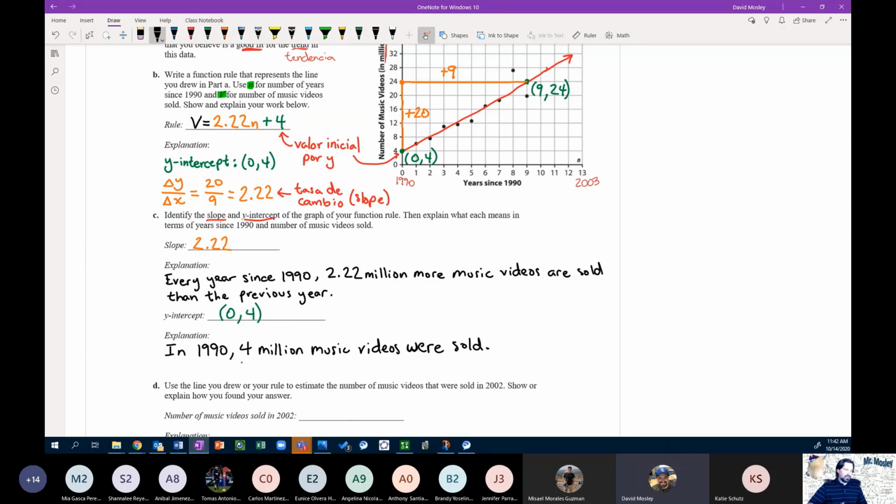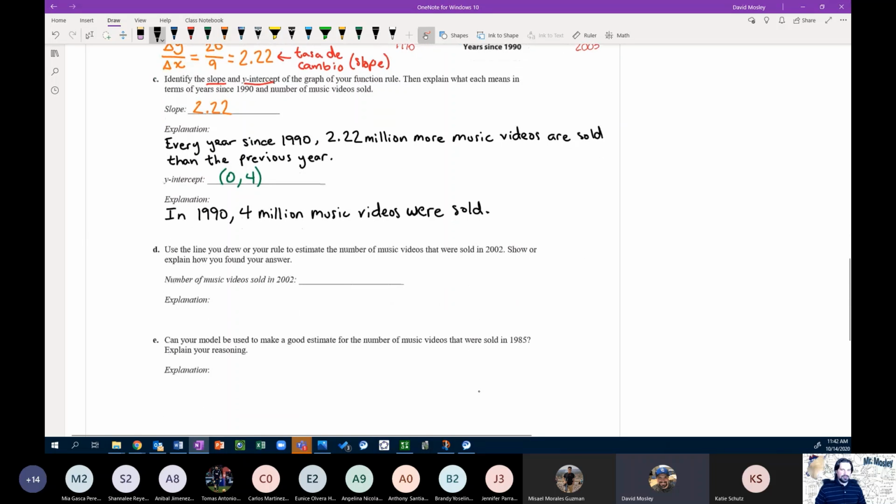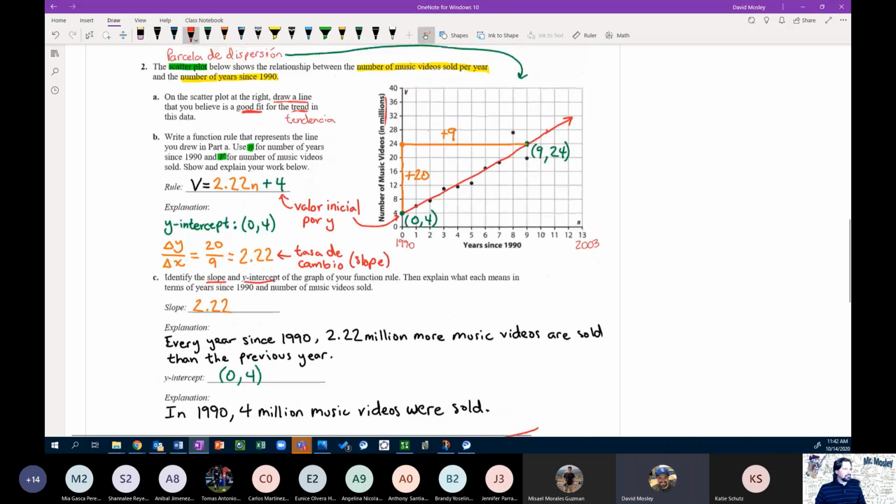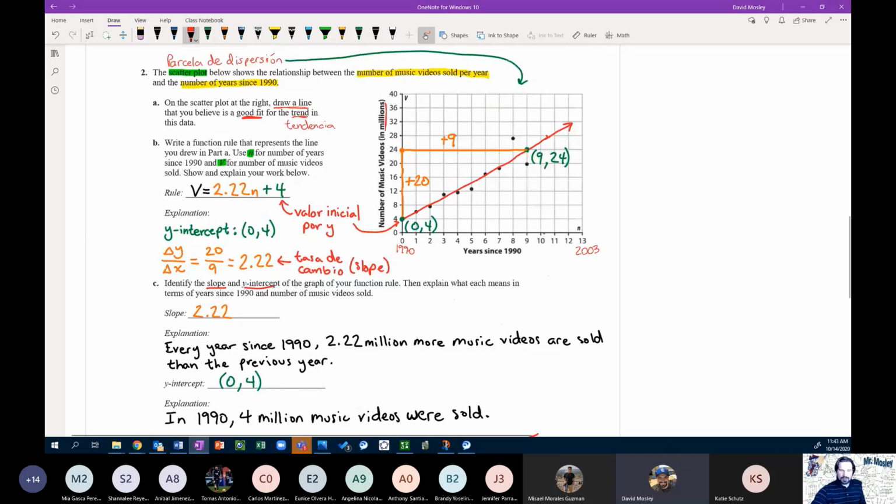Right. And we're not going to do part D right now. I think we've done enough. Just going to cross this out for part D. We're not going to do part D today. We've done enough. What questions do you have?